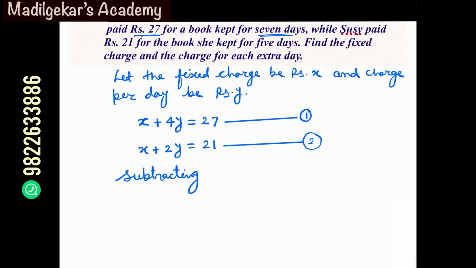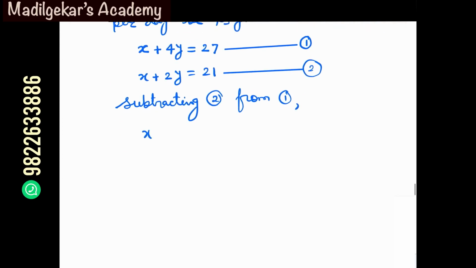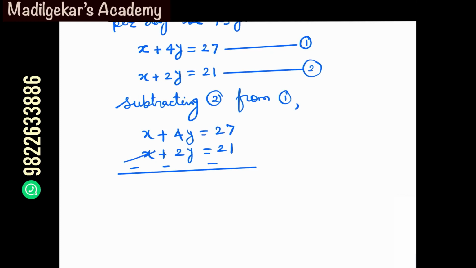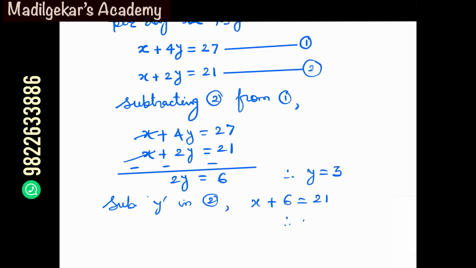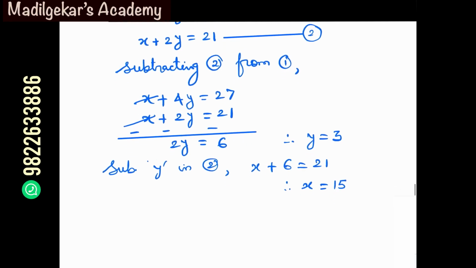Subtracting equation 2 from 1. So X plus 4Y equals 27 and X plus 2Y equals 21. On subtracting, X gets cancelled, 2Y equals 6, so Y is 3. Substituting Y in any one of the equations, say 2. So X plus 6 equals 21. So X equals 21 minus 6, that is 15.